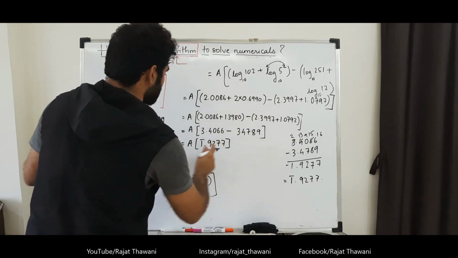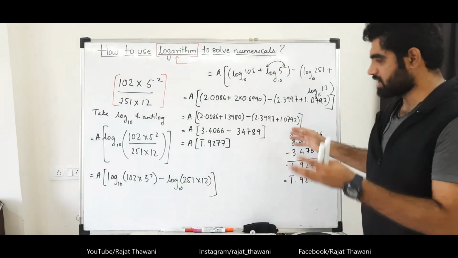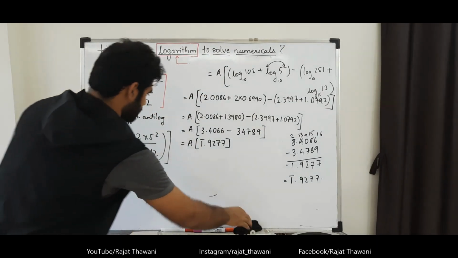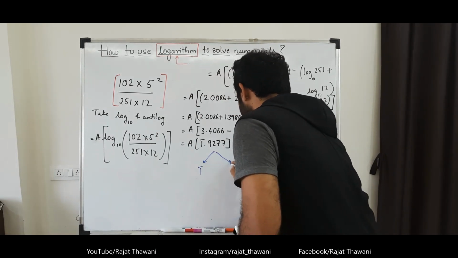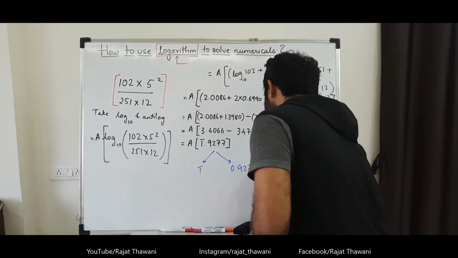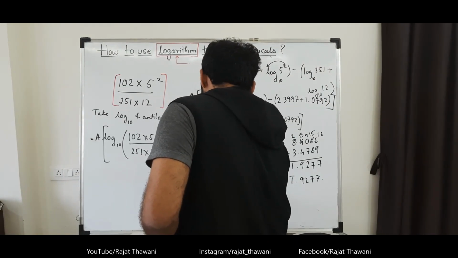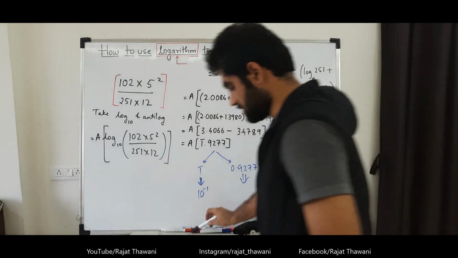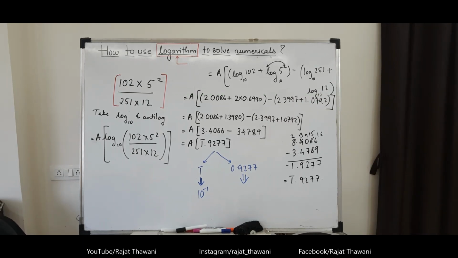Now remember, this bar 1 is just giving you the number of digits. As I said, if a number like this comes, just separate it. I am going to take bar 1 separately and 0.9277 separately. Its antilog will give me 10 raised to minus 1, and let's find out the antilog of 0.9277. I see for 0.927.